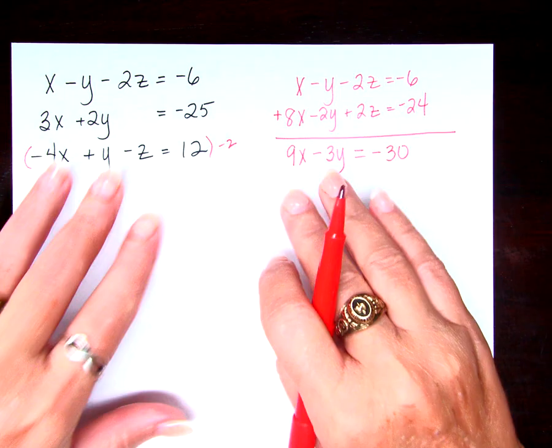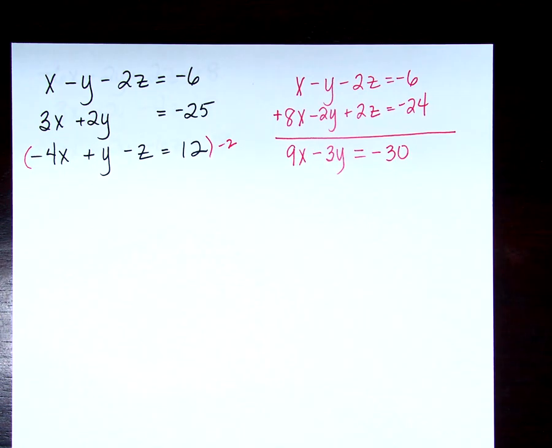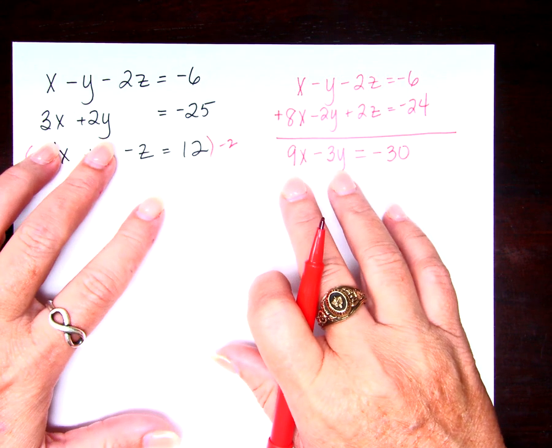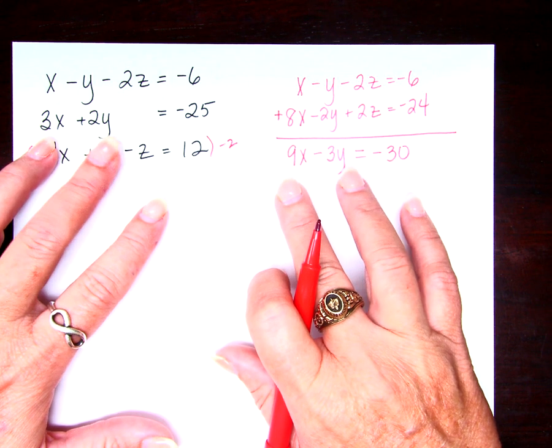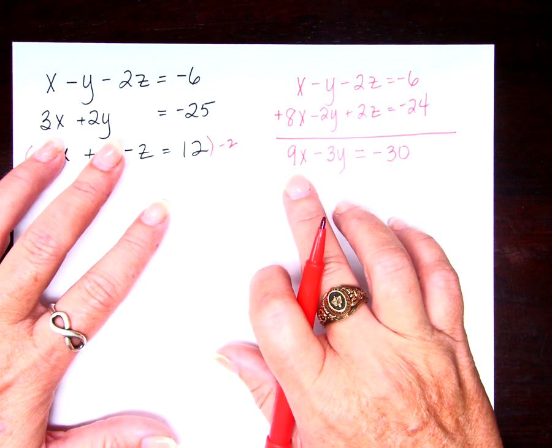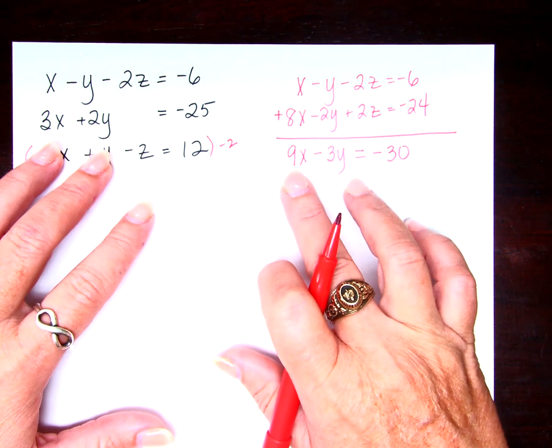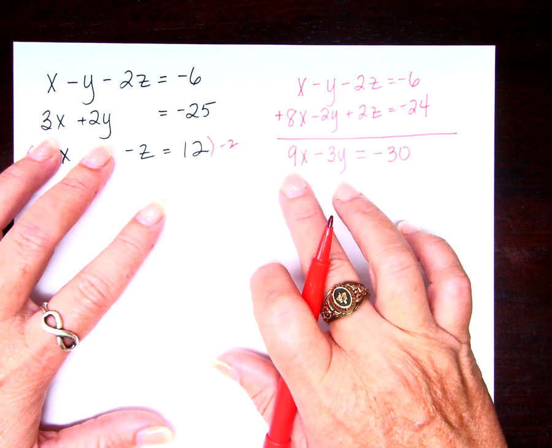Now once I get two equations that have the same two variables, they have to be the same two variables, now I start over, right? I try to eliminate another variable. Which variable do you think we should try to eliminate here? X's or Y's? Is it Y because it's smaller? Y is smaller, but X is just 1, right?